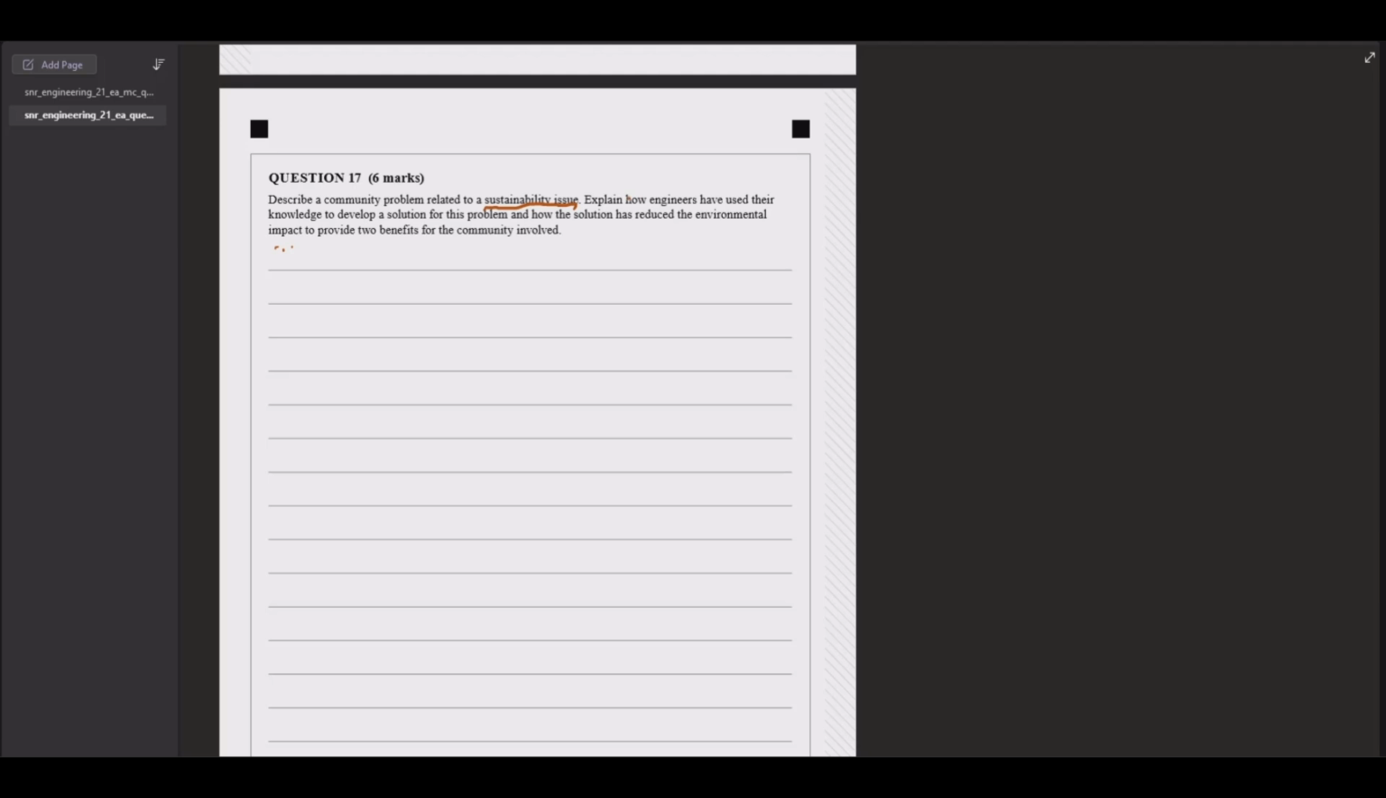Let's unpack what QCAA has written. So they've said stoves in developing countries such as India use biomass, such as timber, as fuel. Burning timber has been detrimental to the environment by contributing to poor air quality, so they've listed a disadvantage.